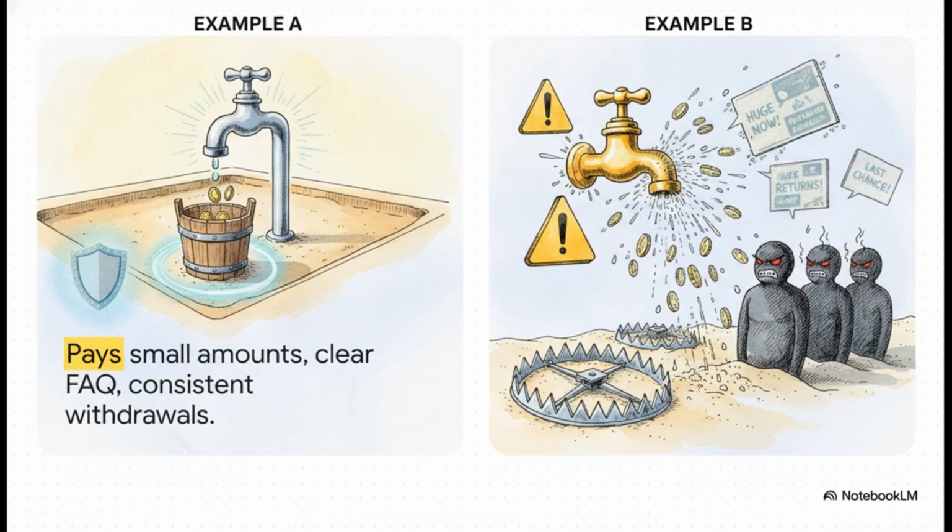Now look at example B. It's promising this huge daily income, hides its team info, bombards you with shady pop-ups, and users are complaining about endless pending withdrawals. Boom! By applying our new framework, example B is instantly recognizable as a trap to be avoided.